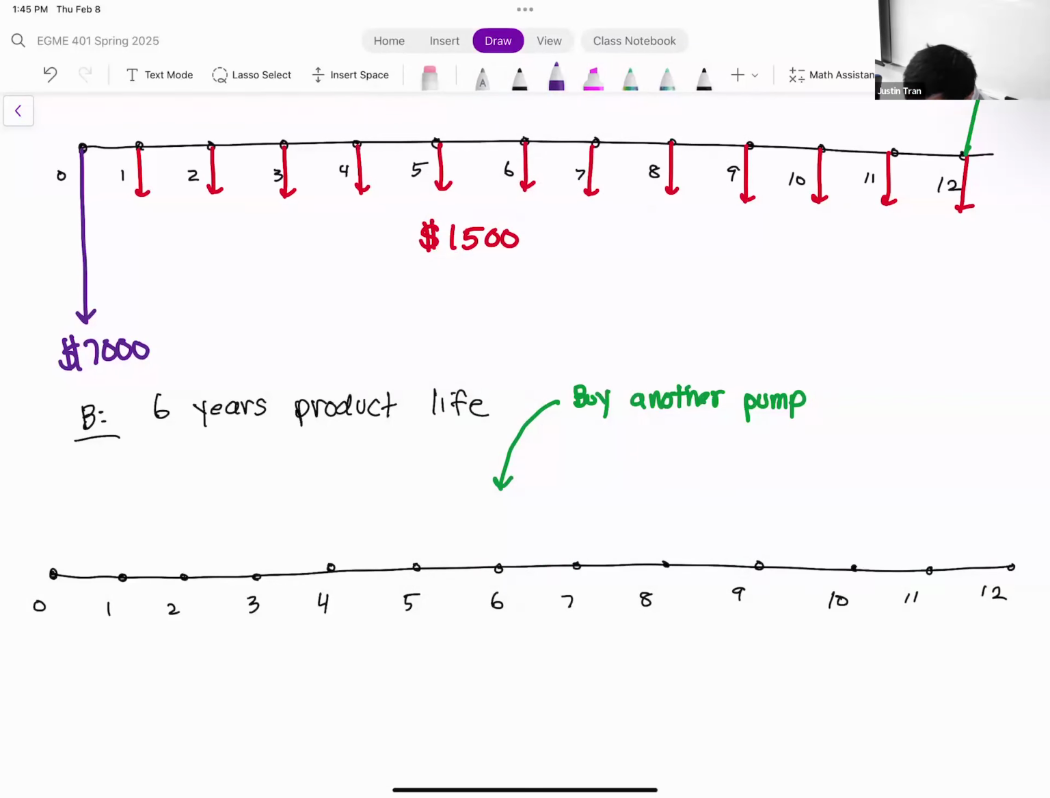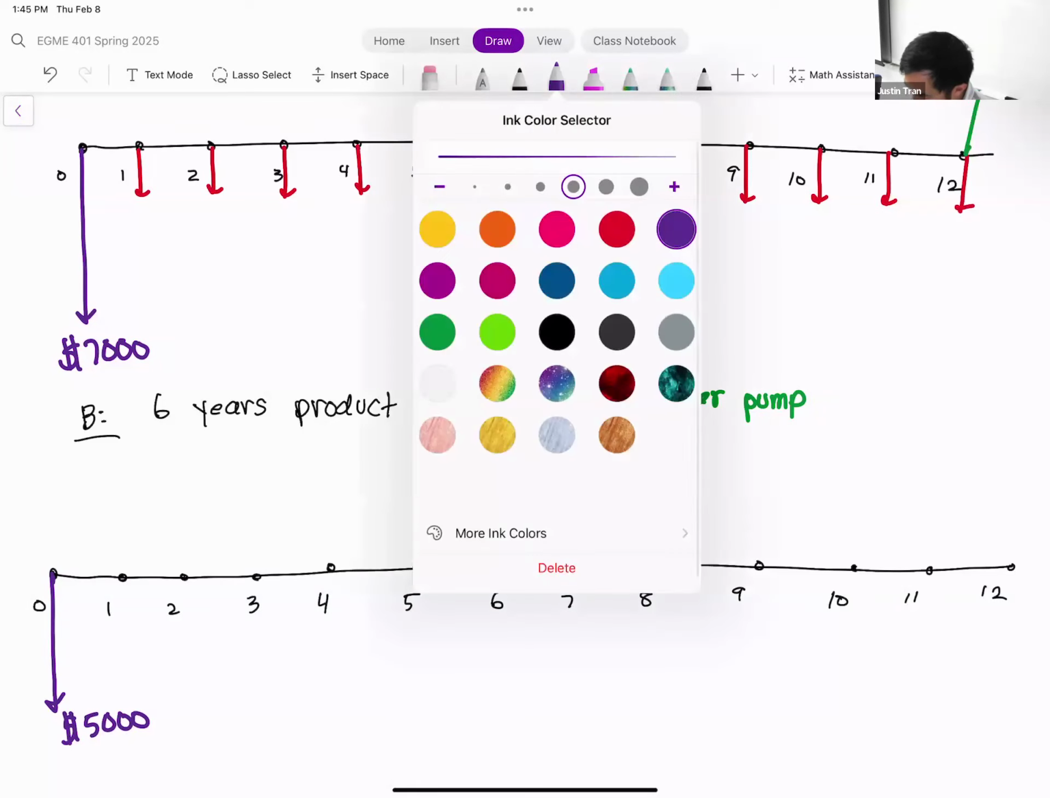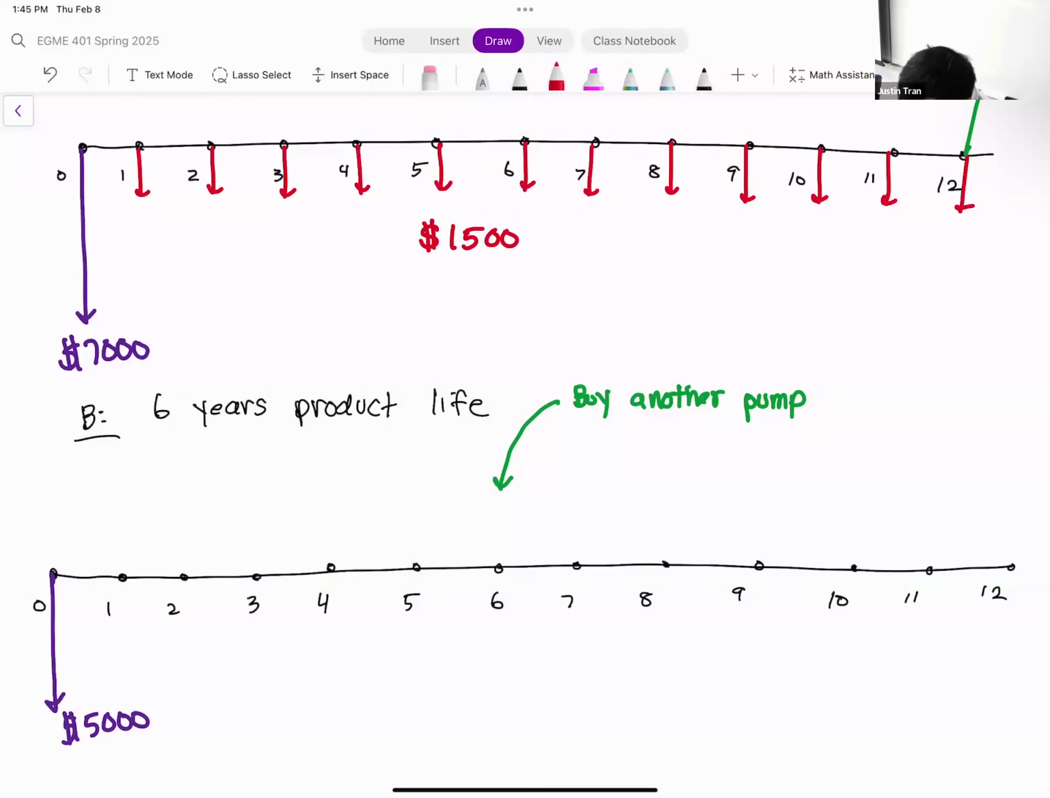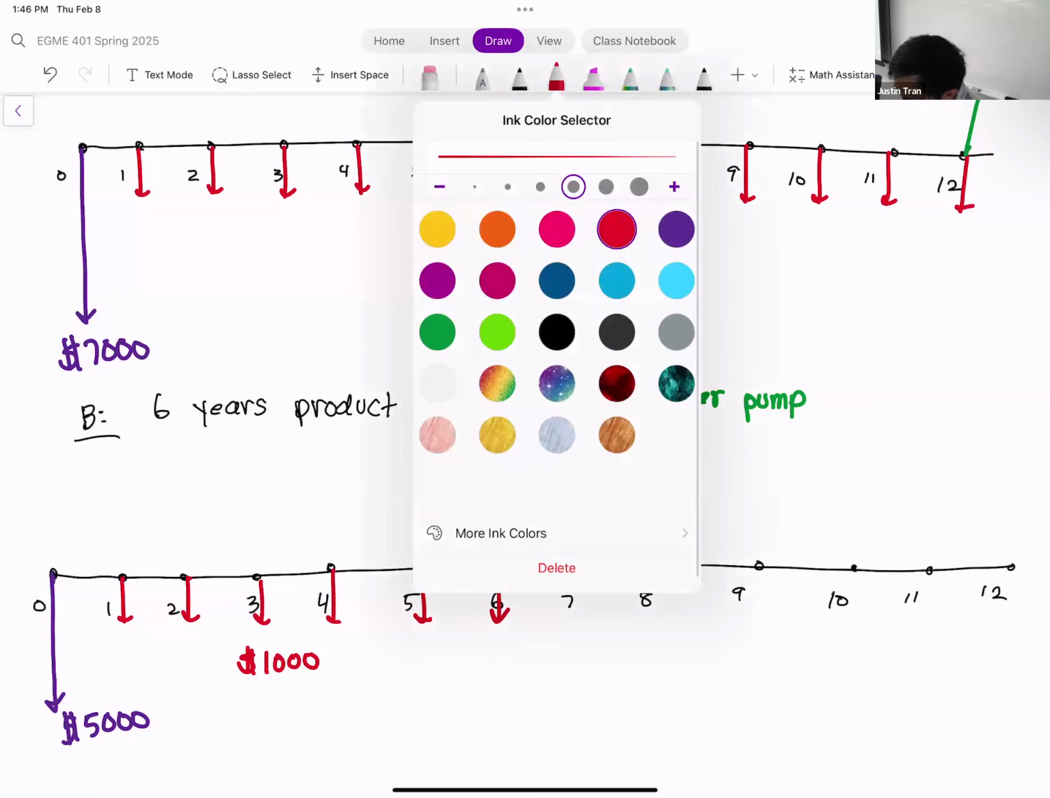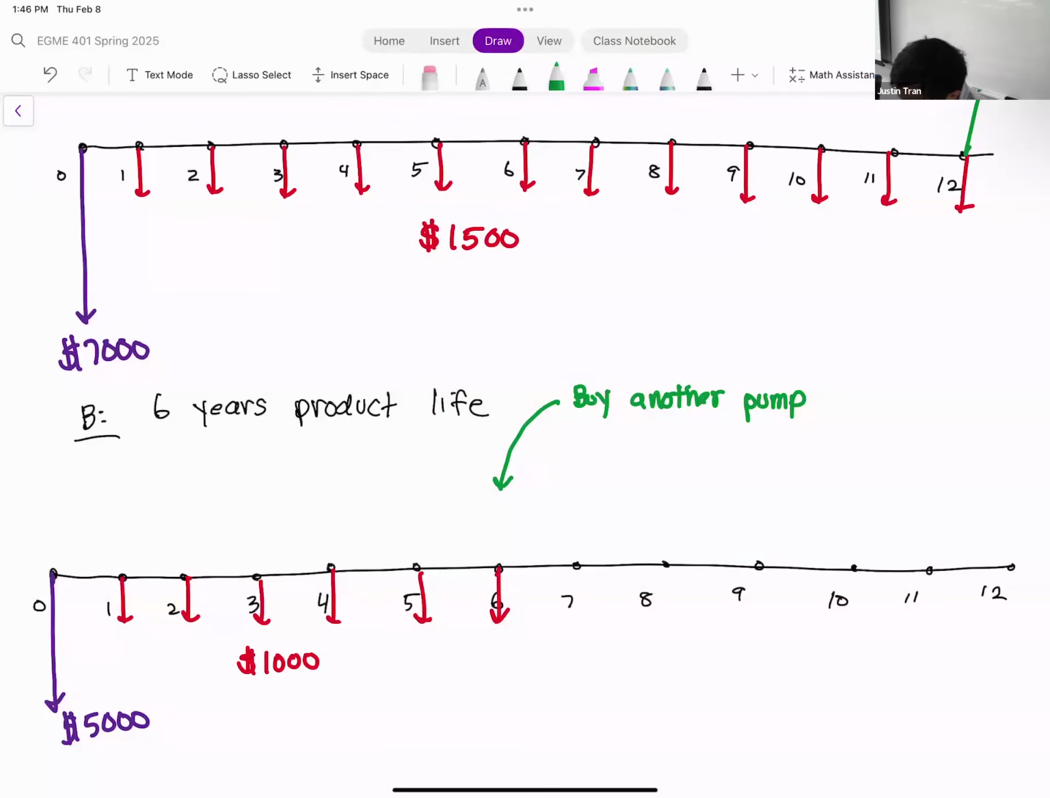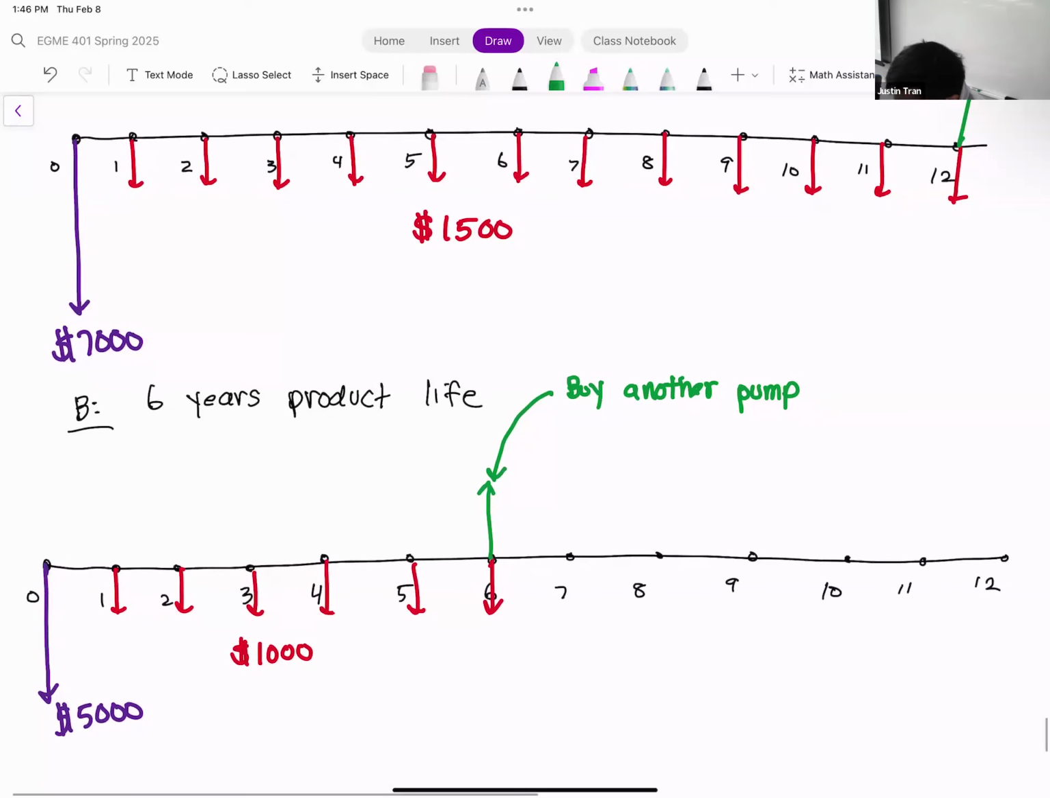Okay, so initially at time period 0, we're going to buy it for $5,000. Then we're going to use that first pump for 6 years, so 1, 2, 3, 4, 5, 6. The maintenance cost for this one is $1,000. That first pump we're going to salvage, and so we're going to salvage it up here for $1,000.